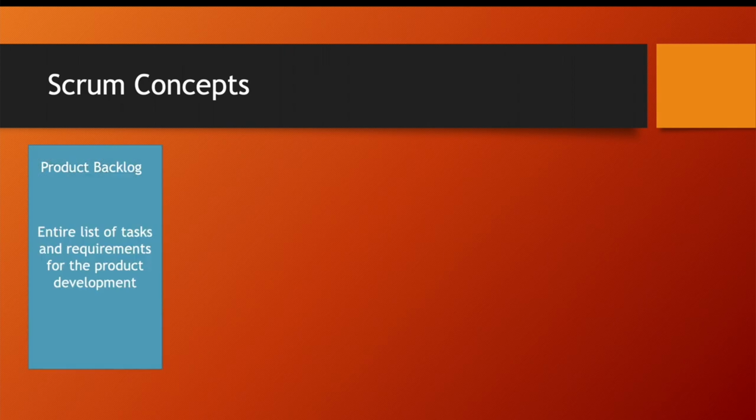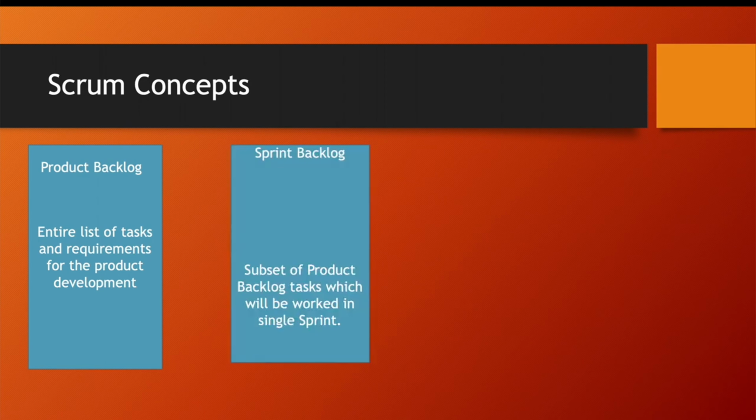What is product backlog? It is actually a prioritized list of work for the development team, and that is derived from the roadmap and its requirements. It is kind of the entire list of tasks and requirements for the entire product development. And in the same way, what is sprint backlog? It is actually the subset of product backlog tasks which will be worked on in a single sprint. So sprint backlog is actually the subset of the product backlog. In this, only those tasks are defined which will be worked on in the current sprint.